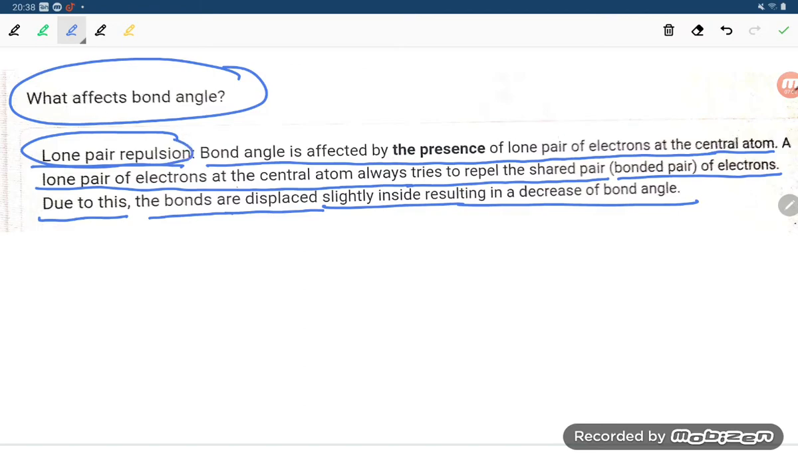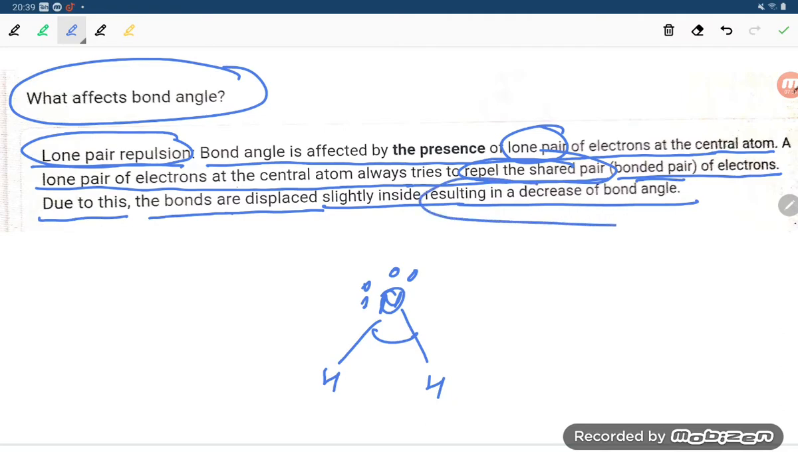Bond angles are affected by the presence of lone pair electrons at the central atom. So if the central atom has a lone pair of electrons, students, there will be repulsion and the bond angle will be less than 180 degrees. Due to this, the bonds are displaced slightly inward, resulting in a decrease in the bond angle. In H-O-H it was supposed to be 180 degrees, but this is not happening because of the lone pair electrons. You will find there is a decrease in the bond angle.